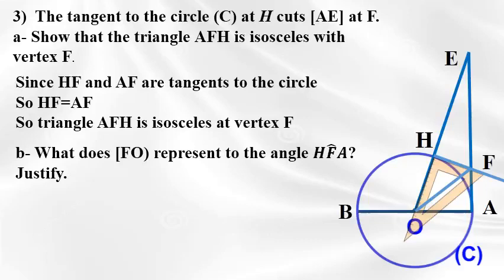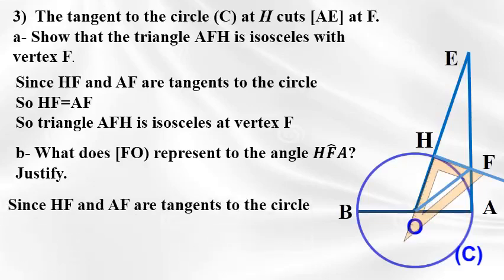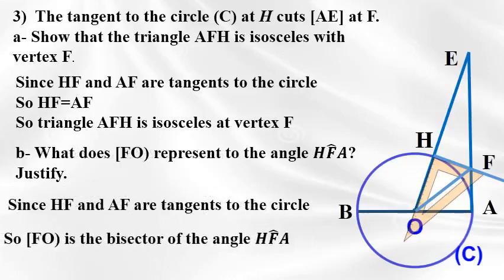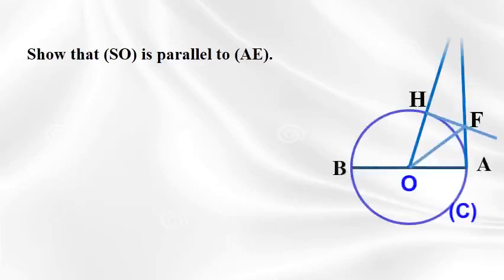B. What does FO represent to the angle HFA? Since HF and AF are tangents to the circle, FO is the bisector of the angle HFA. Show that SO is parallel to AE.